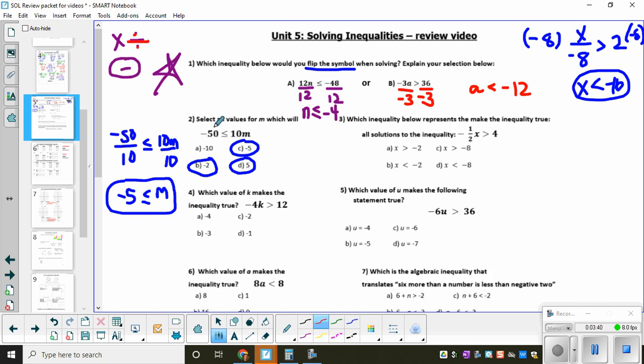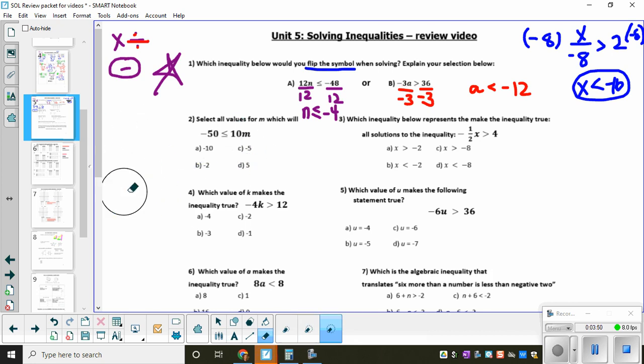Now, another strategy for this one, let's say you're looking at the SOL and you forgot how to solve, or you've kind of psyched yourself out about whether or not you should be flipping the symbol. So if I reset this one altogether, another strategy is to straight up just plug each one of them in.